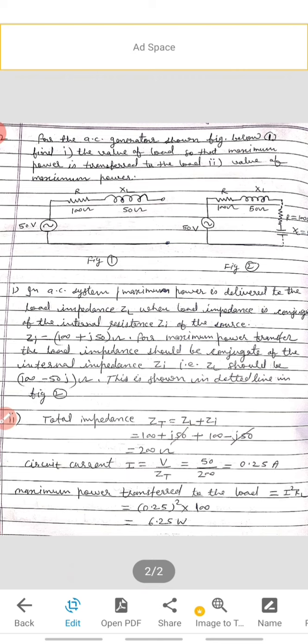Now total impedance ZT is equal to ZL plus ZI, and this will be equal to 100 plus 50J plus 100 minus 50J, and we get 200 ohm. Circuit current I is equal to V upon ZT, which is 50 upon 200, and we get current equal to 0.25 ampere. Now maximum power transferred to the load is equal to I square into RL, and this comes out equal to 6.25 watt.